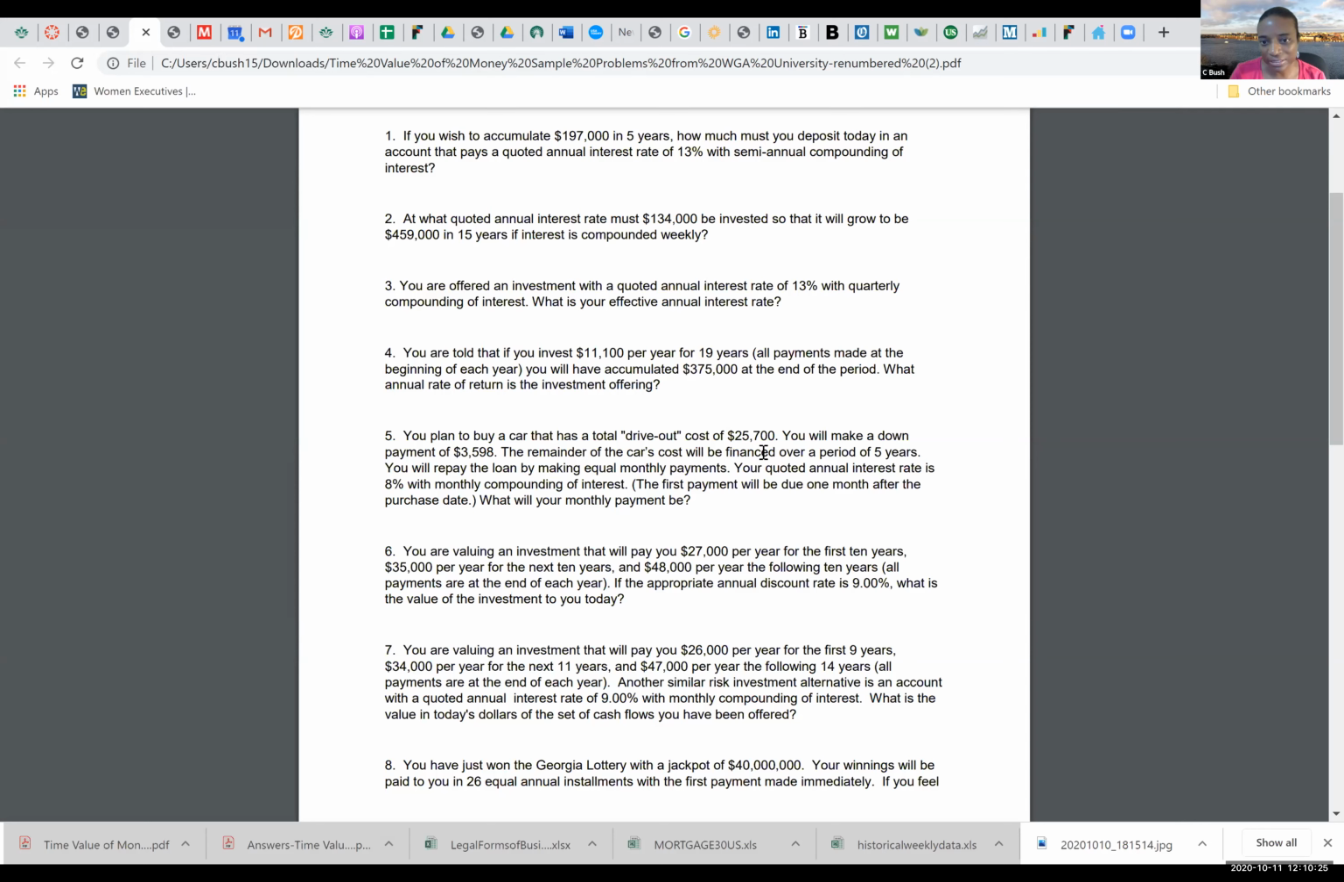a price of $25,700. So then it says you will make a down payment of $3,598. So what that means is, you're not borrowing $25,700. You're borrowing $25,700 minus your down payment, which, on my calculator, was $22,102. So that's the present value, because that's the amount you're borrowing today, right? If you're buying a car, you have to pay for it today, so you've got to borrow the money today. So that would be your present value.